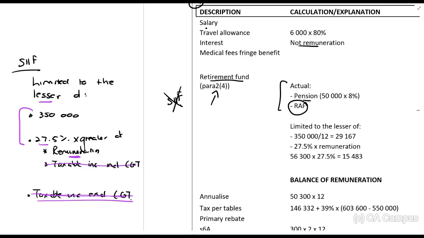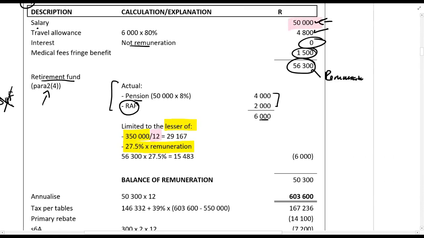So I want you to see over here, it's limited to the lesser of 350,000, divided by 12 here, or 27.5 times remuneration. Now, why am I dividing it here by 12? I'm dividing it there by 12 because we are looking at it for 1 month. It's not 350,000 Rand a month, it is 350,000 for the year. So that gives us the monthly amount.